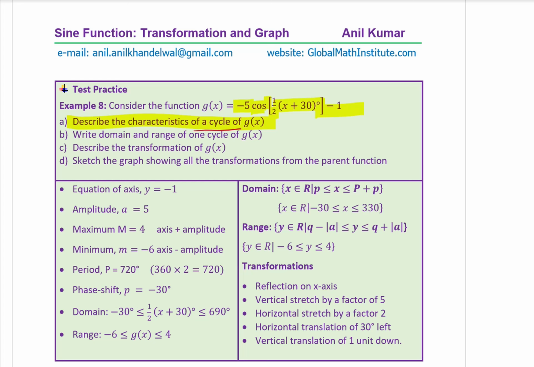Describe the transformation of the function g of x. Sketch the graph showing all transformations from the parent function. So I'd like you to take up this question, right? Answer and then look into my suggestions.